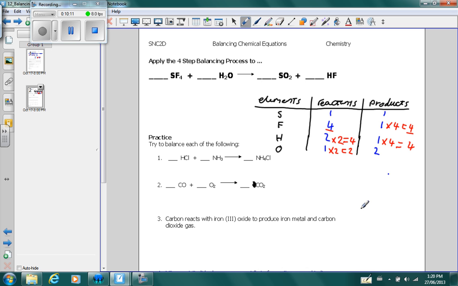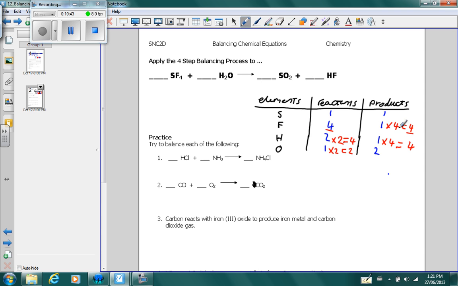So that gives me balanced sulfur, balanced fluorine by multiplying the product 1 by 4, balanced hydrogens by multiplying the reactant water molecule by 2, and the product hydrogen fluoride by 4, balanced oxygen by multiplying by 2, because I have 2 on that side. So I can take those coefficients that I've multiplied, those coefficients which are multiplying the molecules, and stick them into my balanced chemical equation.